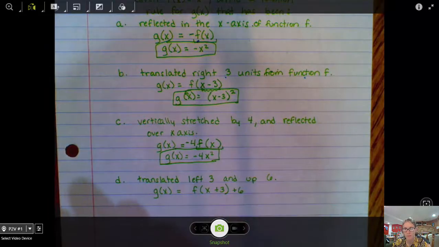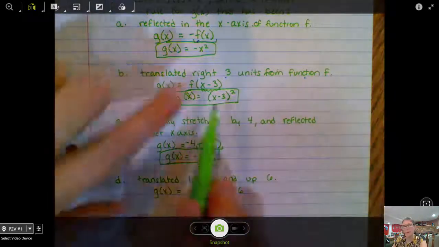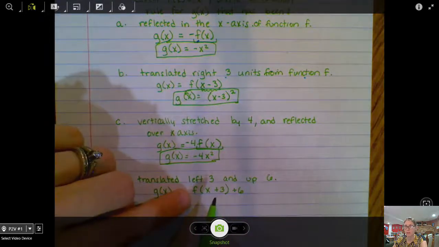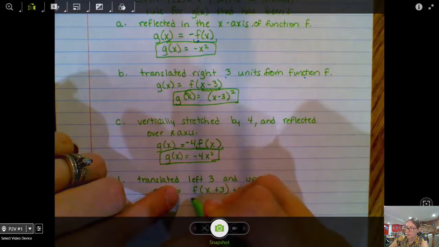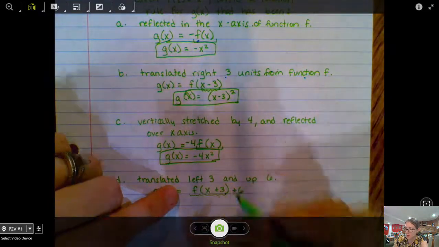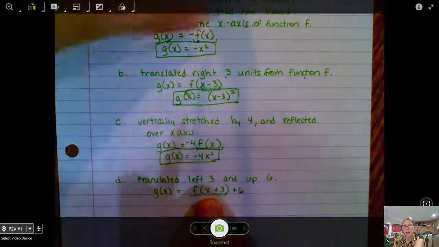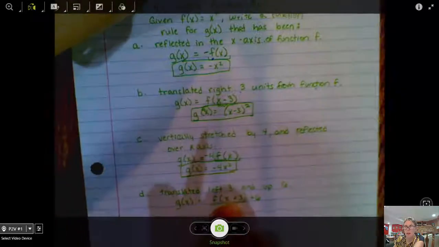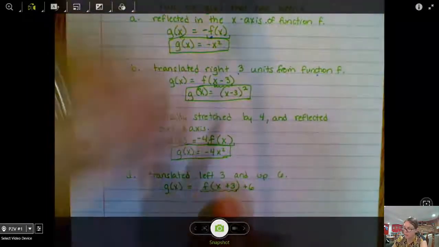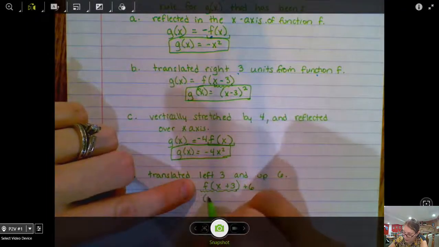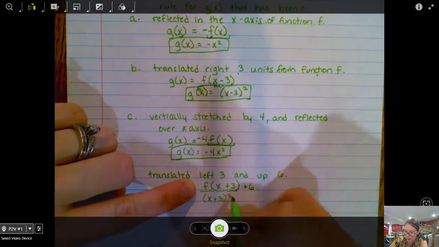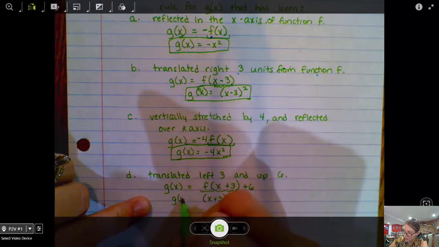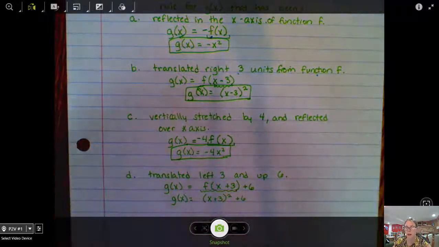Now, just like in part B here, we don't have just plain old f of x. We have f of x plus 3. So to figure out what f of x plus 3 is, take this x plus 3 and plug it in as our x value up here for f of x equals x squared. If I do that, I get x plus 3 squared plus 6. G of x equals x plus 3 squared plus 6.